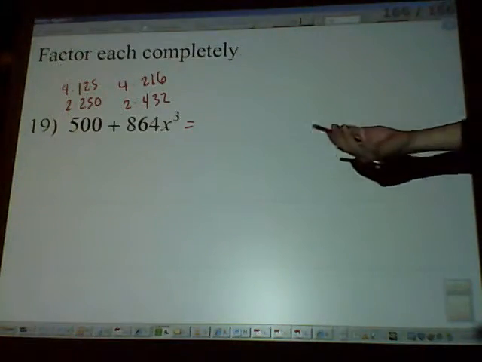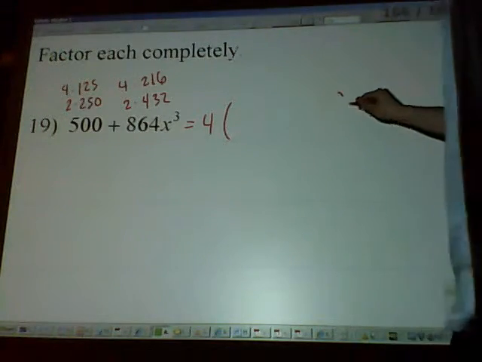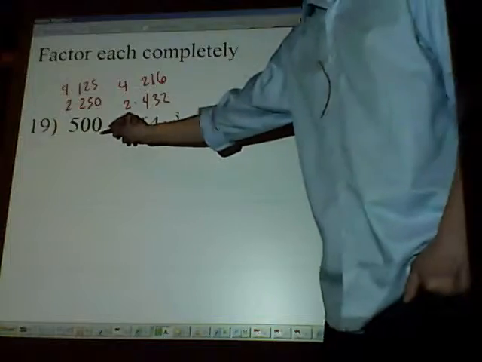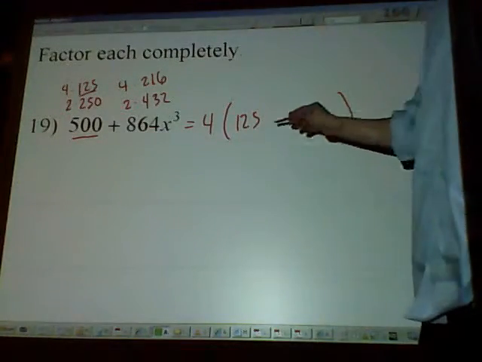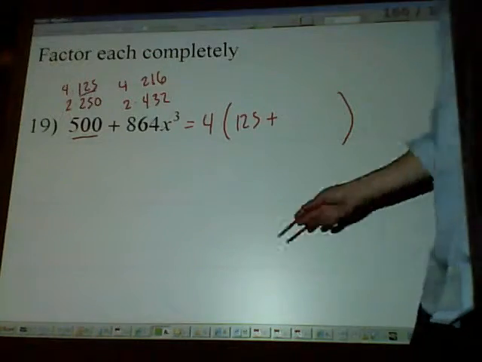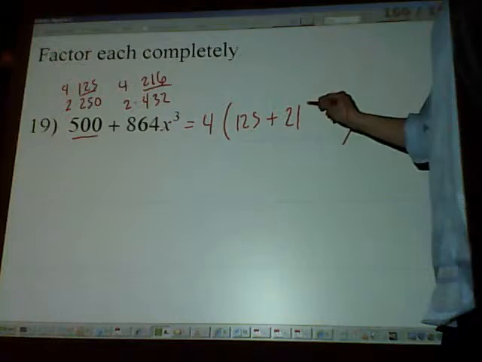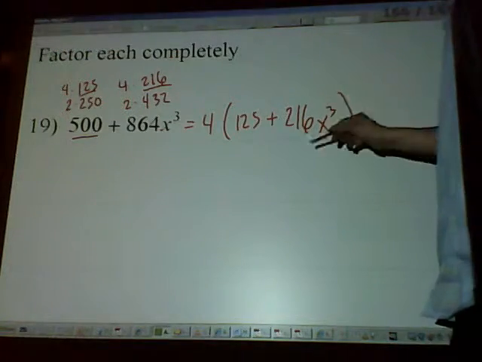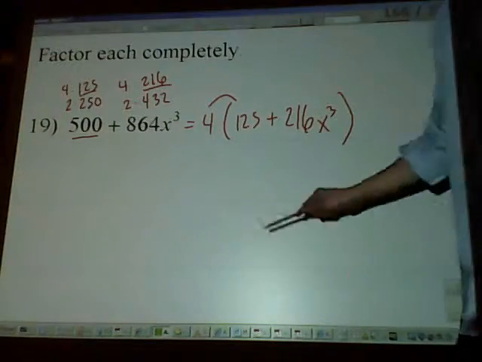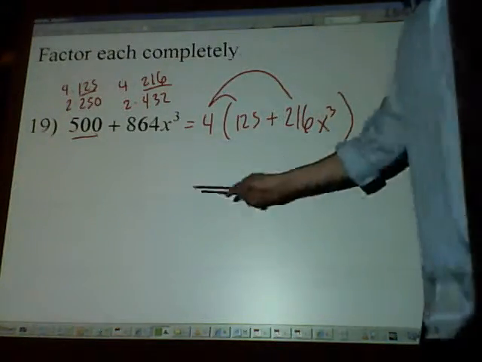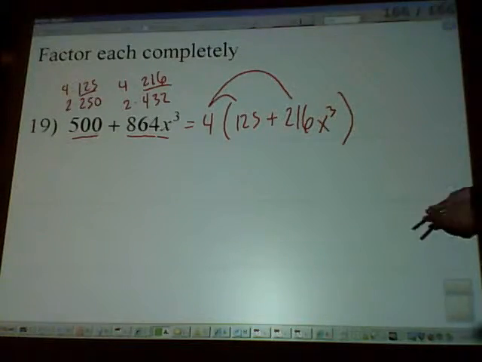So 216. If I factor out a 4, this is what it's going to look like. I pull a 4 out, and what do I have? Instead of 500, I have 125 in front. Then I put a plus, and instead of 864, now I have 216x cubed. Now look, we double check. 4 times 125 makes 500. 4 times 216 makes 864, okay? So we're doing this right so far.